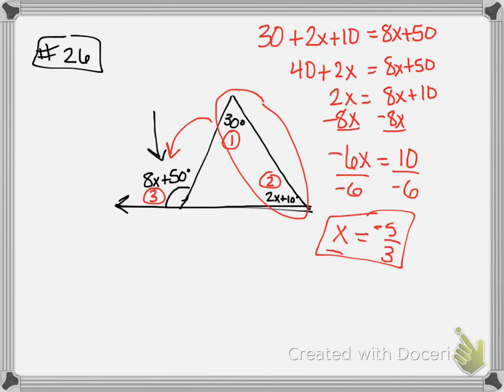If we also wanted to know, let's say someone came back and asked, all right, well, what is y going to be equal to in this triangle? Well, that would be pretty simple. We could plug 5 over 3 in for our x right here. So 2 times 5 over 3 plus 10. All right, add that to 30. And we know that all three angles inside a triangle are going to add up to equal 180 degrees.